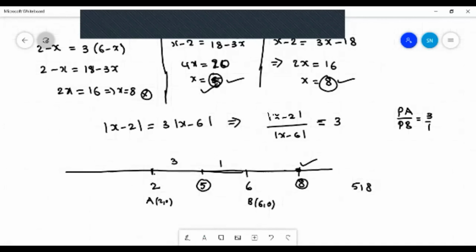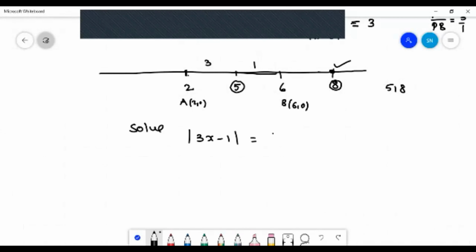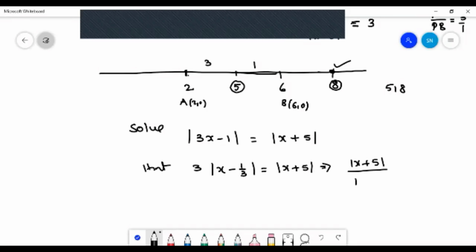Okay. Similarly, you can practice one question here. I can write here, solve modulus of 3 times 3x minus 1 is equal to modulus of x plus 5. So this is one practice question. For our understanding, I can give the hint: 3 times modulus of x minus 1 by 3, which is equal to modulus of x plus 5. That implies mod x plus 5 by mod x minus 1 by 3 is equal to 3 units.